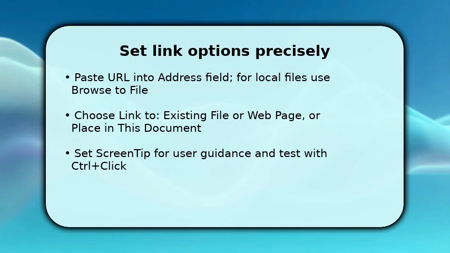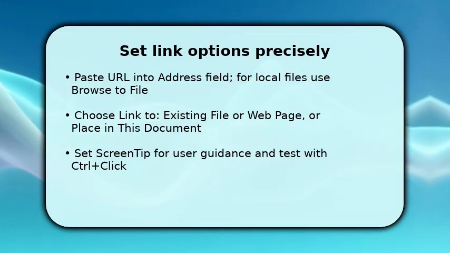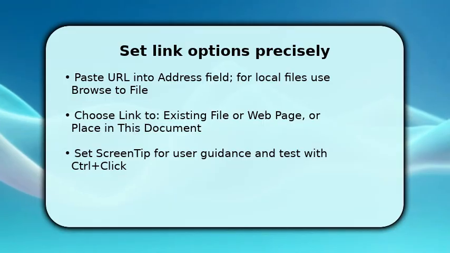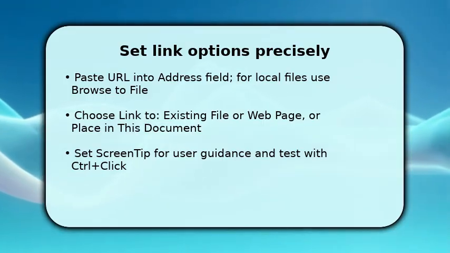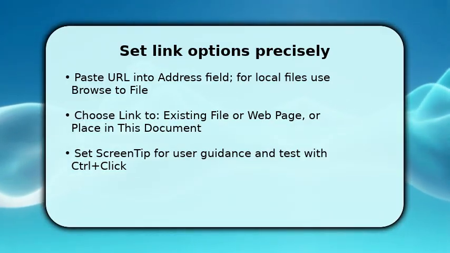Once the dialog is open, paste the full URL into the address field or use Browse to select a local file. If you want to jump inside the document, pick Place in this document and choose a heading or bookmark. Add a screen tip to explain the link's purpose. This helps accessibility. Click OK to apply, then test the link by holding Ctrl and clicking it.